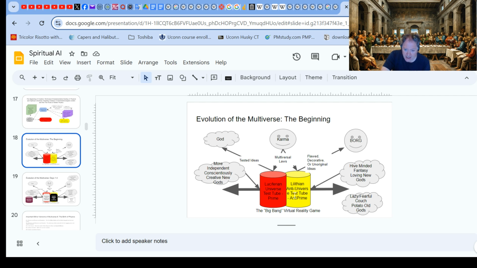Okay, so these are the primary characters that had the most power in the game when it turned into a virtual reality. And that's when both Lucifer and Lilith had their own universe.